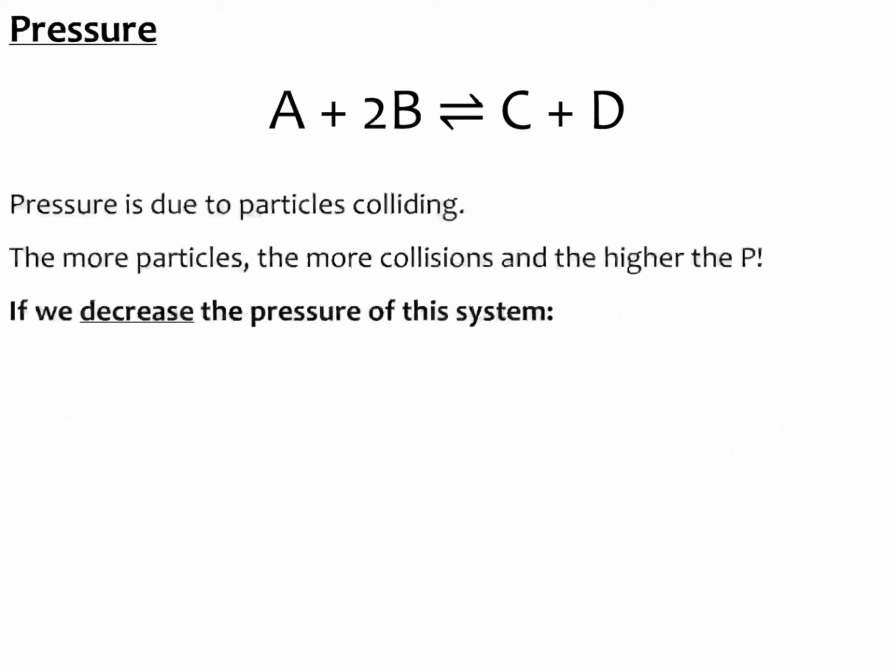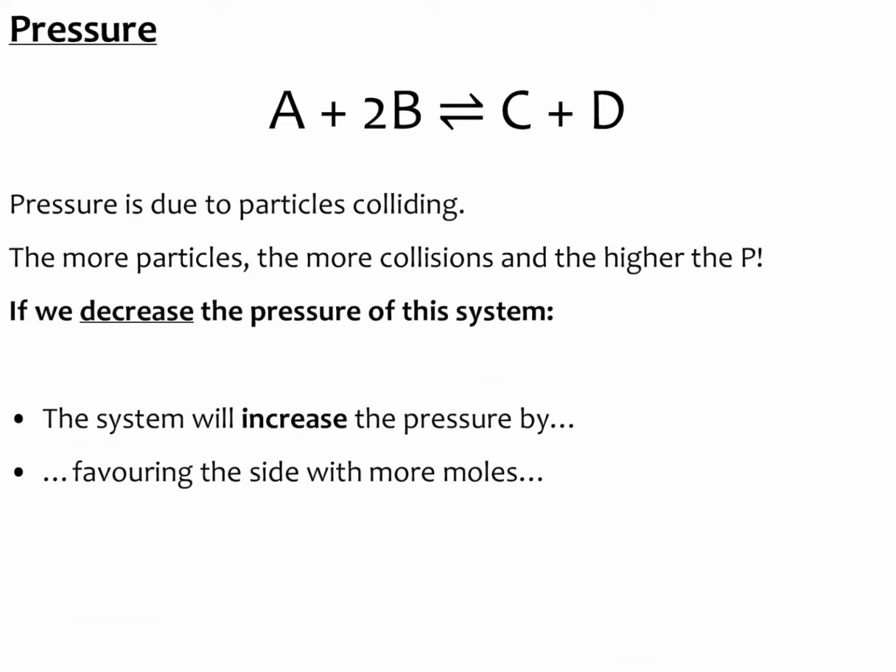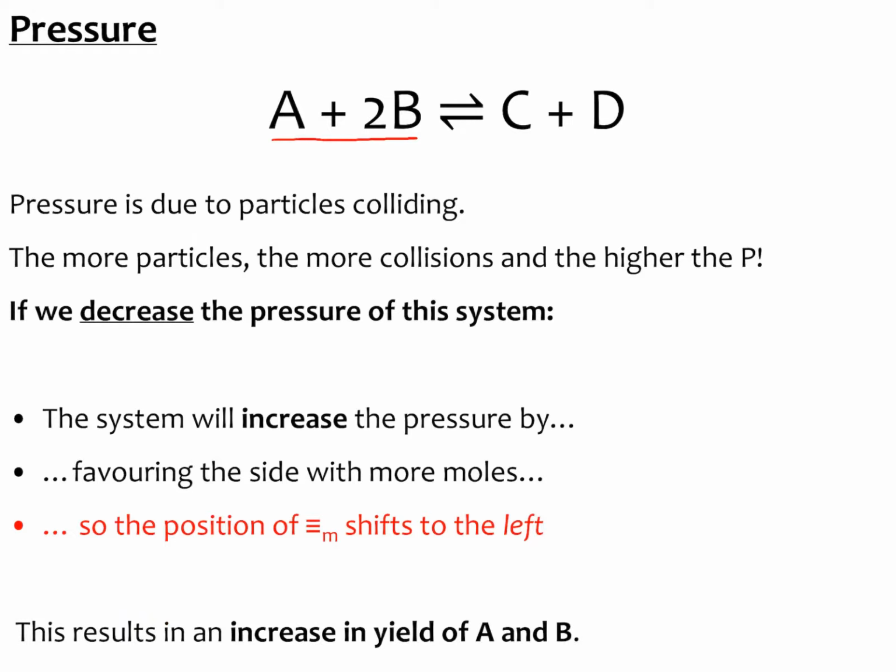So if we decrease the pressure, the system will try to increase the pressure again. And it will do that by favouring the side of the reaction that has more moles. And so we would look at this and say the position of equilibrium would shift to the left. This results in an increased yield of A and B. Now the reason why we would have an equilibrium shifting to the left is that we have 3 moles on the left hand side as opposed to only 2 moles of gas on the right hand side.